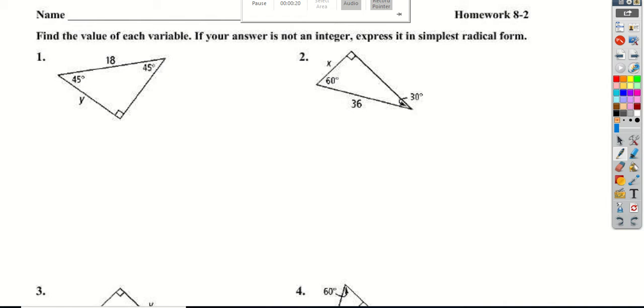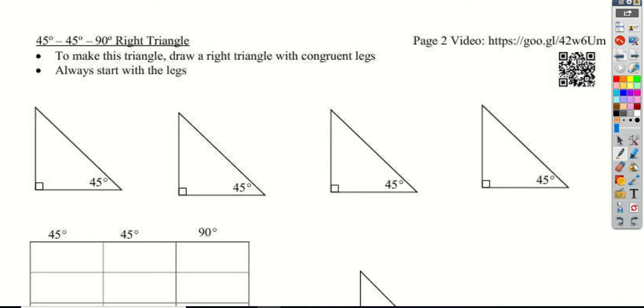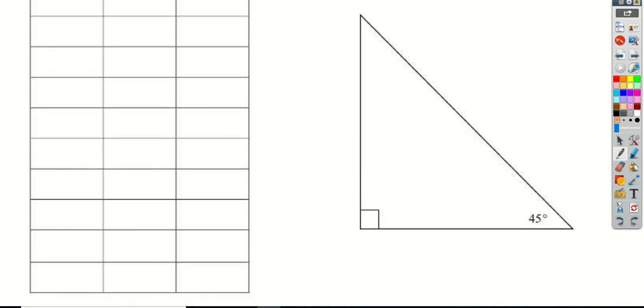Okay, so number one, we want to figure out the length of y here in simplest radical form. We're going to try to use our rules for 45, 45, 90 right triangles. Remember, you guys did this yesterday. Remember the rule: if this side is x, this side is x, the hypotenuse has a length of x radical 2. The way I remember this is that there's two equal angles and two equal sides, so I'm using radical 2.